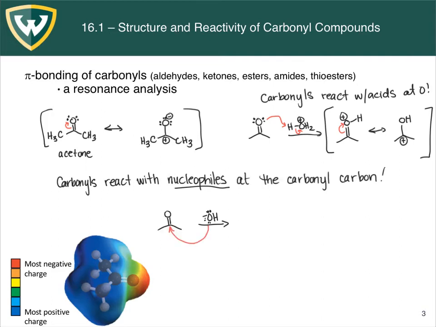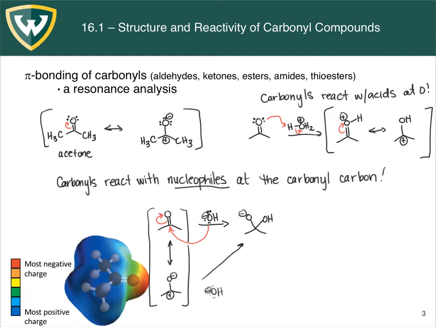Now we can't just draw this one arrow here because that would make a fifth bond to that carbon. And so next we need to push the electrons up onto the oxygen. When we do this, we end up with 4 sigma bonds to carbon, and we get to an intermediate, which is called the tetrahedral intermediate, because we've changed the hybridization at the carbonyl carbon. We've gone from sp2 to sp3.